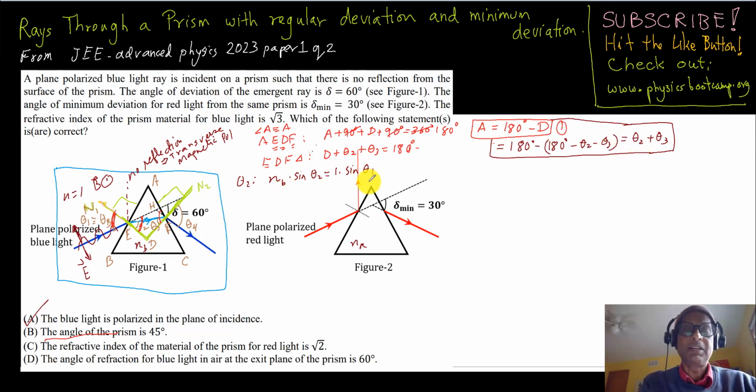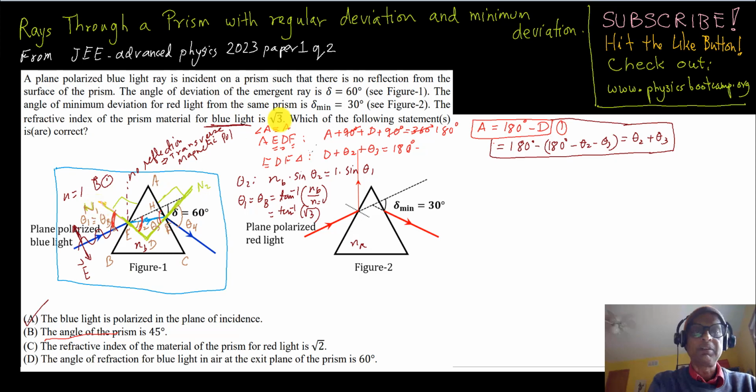So what's theta 1? Well, theta 1 is the Brewster's angle because there was no reflection. So theta 1 is basically theta Brewster, which is arctangent of the ratio of N blue, the refractive index inside here, to the outside, where N equals 1. So this is just arctangent of square root of 3. That's given over here for the blue light, for this setup it is square root of 3, and so this is 60 degrees. So theta 1 is 60 degrees.